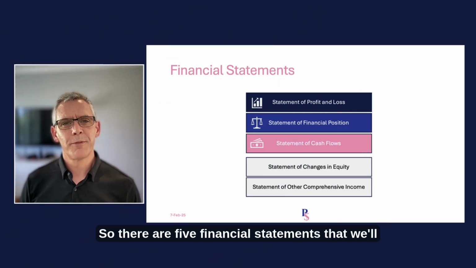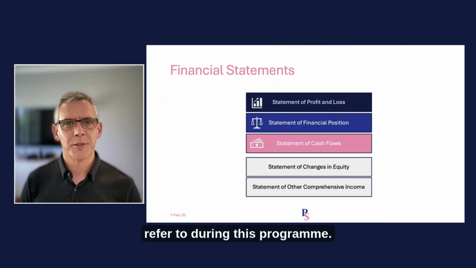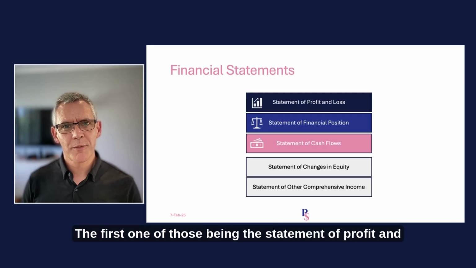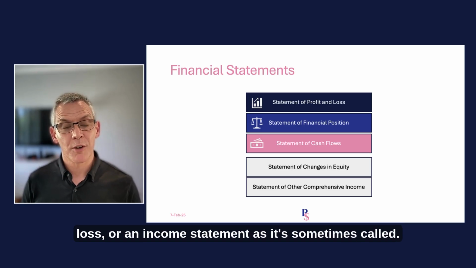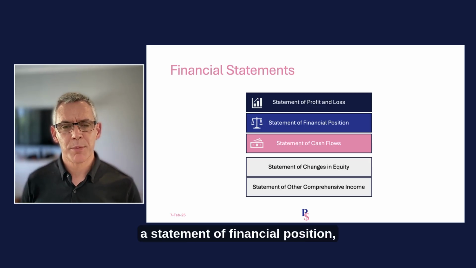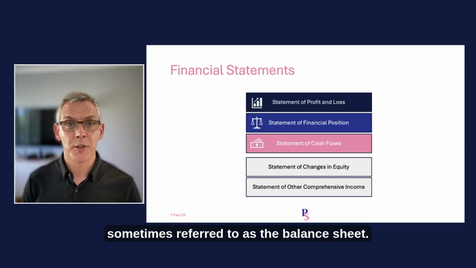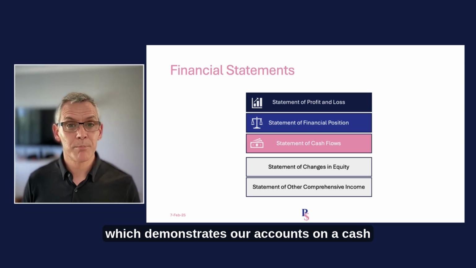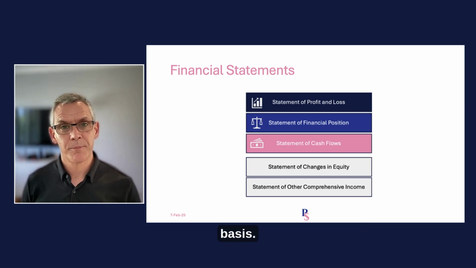So there are five financial statements that we'll refer to during this program. The first three are what I'd refer to as the key financial statements. The first one of those being the statement of profit and loss, or an income statement as it's sometimes called. The second is a statement of financial position, sometimes referred to as the balance sheet. And then the third is the statement of cash flows, which demonstrates our accounts on a cash basis.